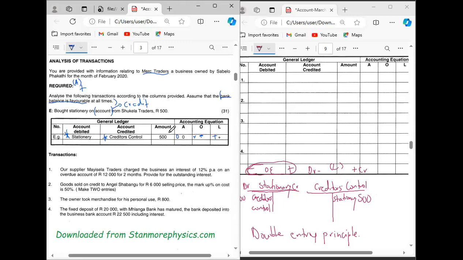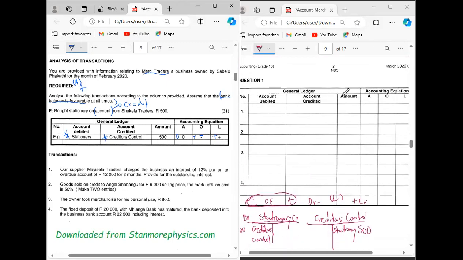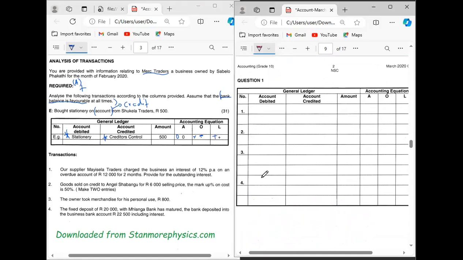So guys, since we are quite sure that we are doing things in a correct way, we might as well start with our given transactions and fill up our general ledger as well as the amount as well as our accounting equation. So guys, let's get straight to business.